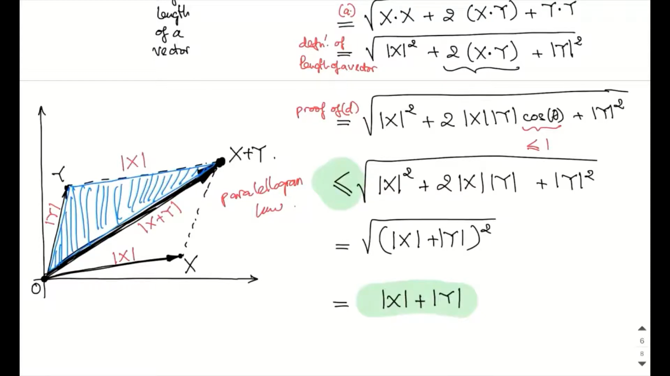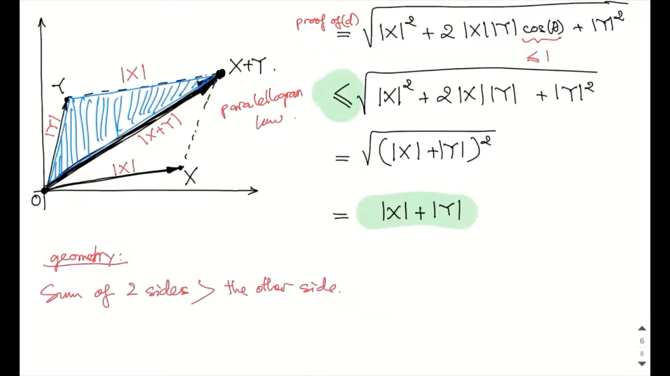And in geometry, we have the theorem, very famous. In any triangle, if you sum up the length of two sides, it's always greater than the length of the other side. In this case, the sum of two sides, x and y, is greater than the other side, which is the length of x plus y.